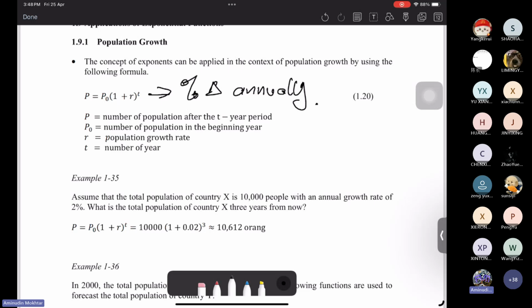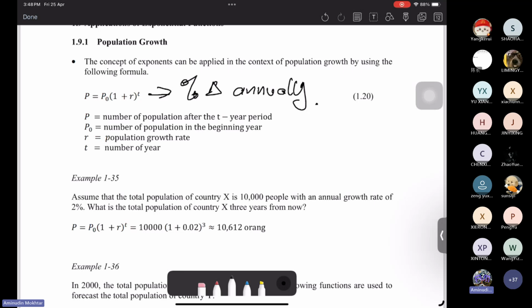Sorry, P is the number of population after T years. P0 is the number of population in the beginning year. R is the population growth rate. How much, what happened to the population every year? How much does the population increase or decrease?